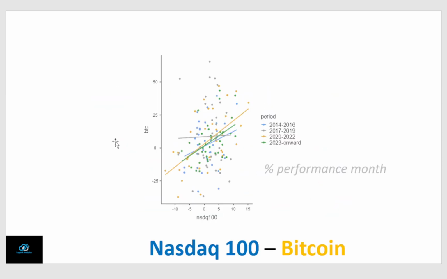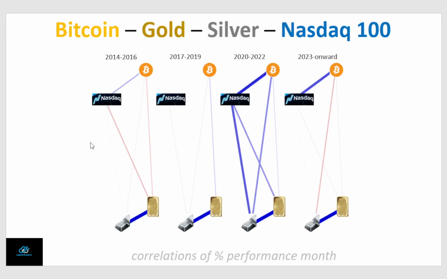Now, of course, these slopes do not in themselves express correlations. They just indicate if there is a positive or negative relationship without quantifying whether that is a strong relationship, because the strength of the relationship also depends on the amount of dispersion that there is around that straight line. So let's have a look at the correlations between these four subjects studied, Bitcoin, gold, silver, and the Nasdaq 100, for each of the four time periods of about 3 years.